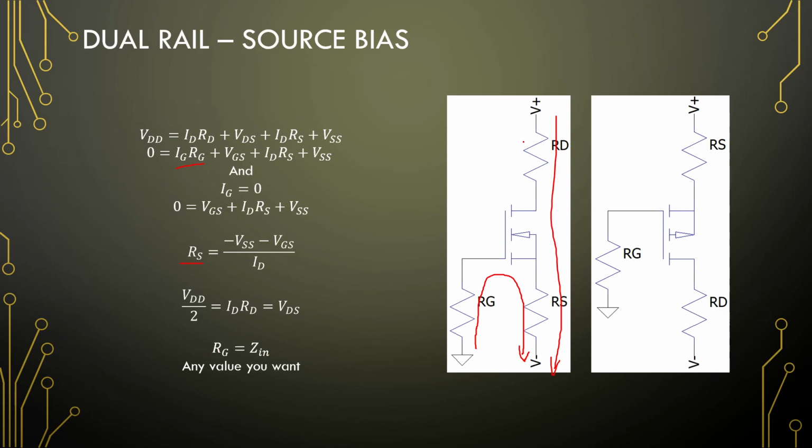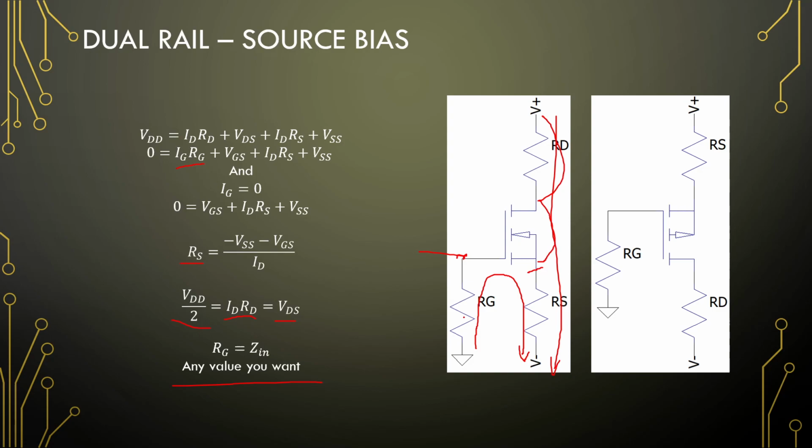Okay. With that, this point right here will typically be equal to minus your VGS value. So that's typically close to zero-ish. So we try to have these two voltages up here to be the same as always. And that is typically your VDD voltage divided by 2. So that is IDRD is equal to your VDS. That's your second design equation. And your input impedance, if you have an amplifier coming from this side, is equal to the resistor that you choose right here.